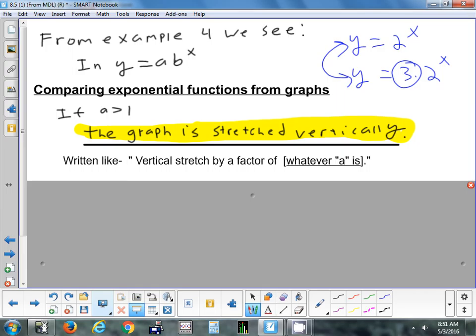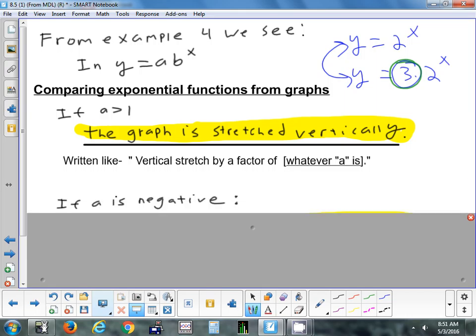Because everything else is the same in the graphs. The y's are the same, the equals are the same, the 2 to the x is the same. It's just this one has a 3, this one doesn't have a 3. All right? So that's what putting a number in front does. It causes a vertical stretch.